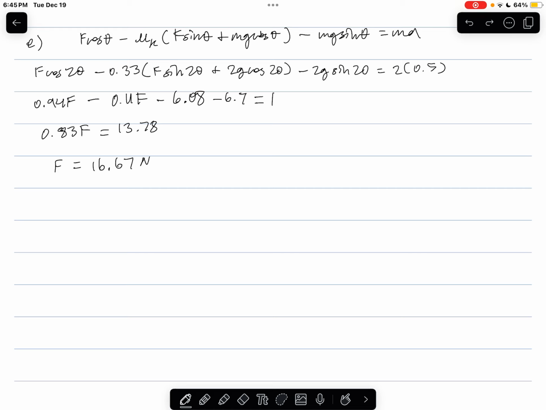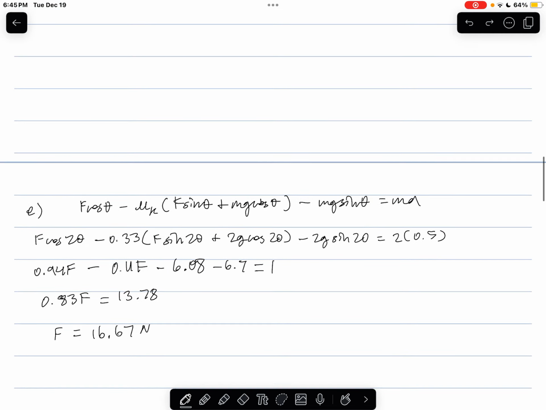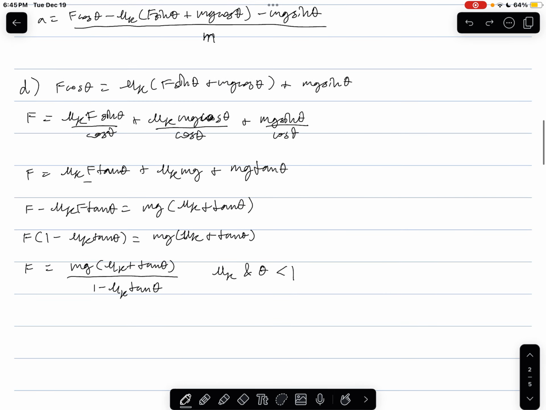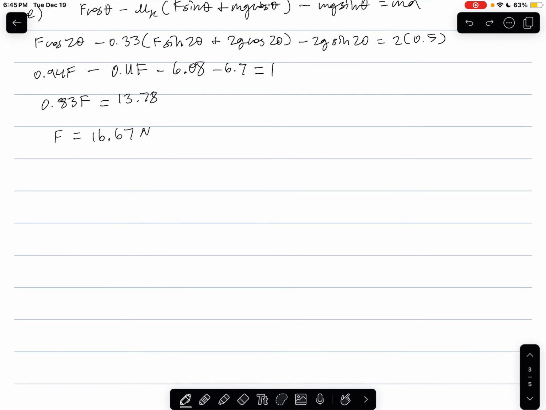For part F, it's basically the same thing as part D, because for an object to be motionless, the forces pushing up and against it have to be equal for it to not move, because acceleration equals 0. Therefore, you can make F cosine of theta equal to the forces acting against it, which are friction and the force of gravity.